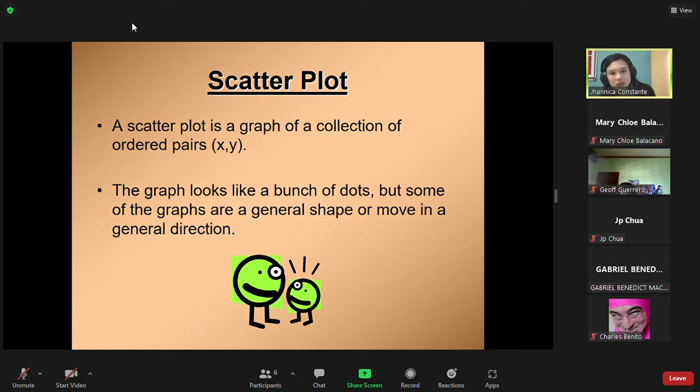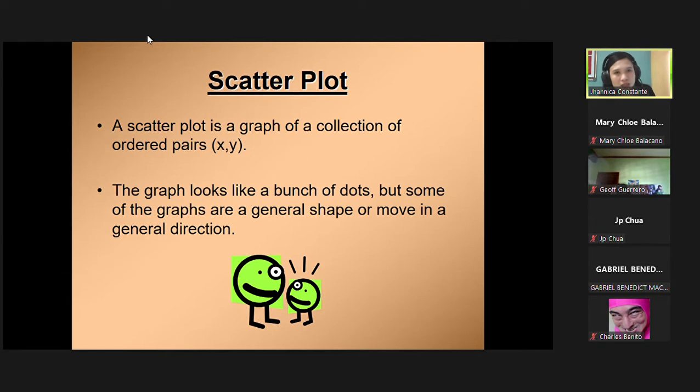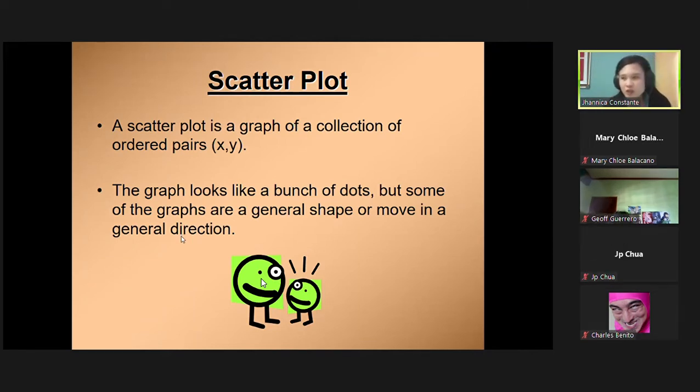are being plotted in our Cartesian plane, wherein there is a variable on the x-axis and the y-axis. That's why a scatter plot is a collection of ordered pairs. So the graph reflects a bunch of dots, but some of the graphs have a general shape or move in a general direction.